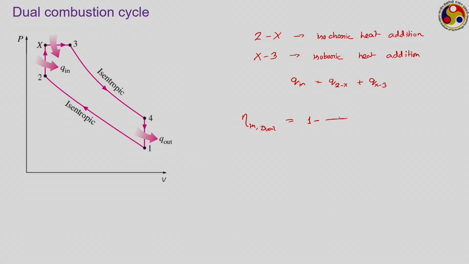It will be 1 minus 1 by r to the power k minus 1, times (rp into rc to the power k minus 1) by (rp minus 1 plus k into rp into (rc minus 1)). Here this r remains the same, that is volume before compression by volume after compression, V1 by V2, which is greater than 1.